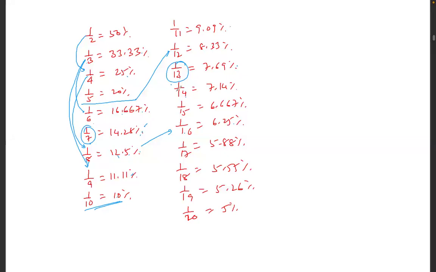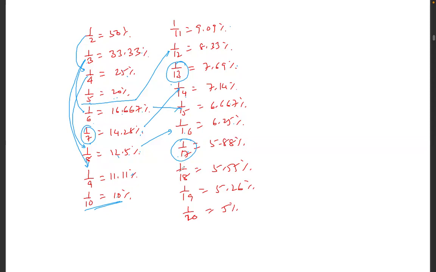Half of this is nothing but 1 by 14. Okay. 1 by 5, you know, divide this by 3, you get 1 by 15. So 20 divided by 3 gives me 6.667%. This is how you can remember this. 1 by 17. So 17 is a prime number, therefore you need to learn that. So 1 by 17 is equal to 5.88.